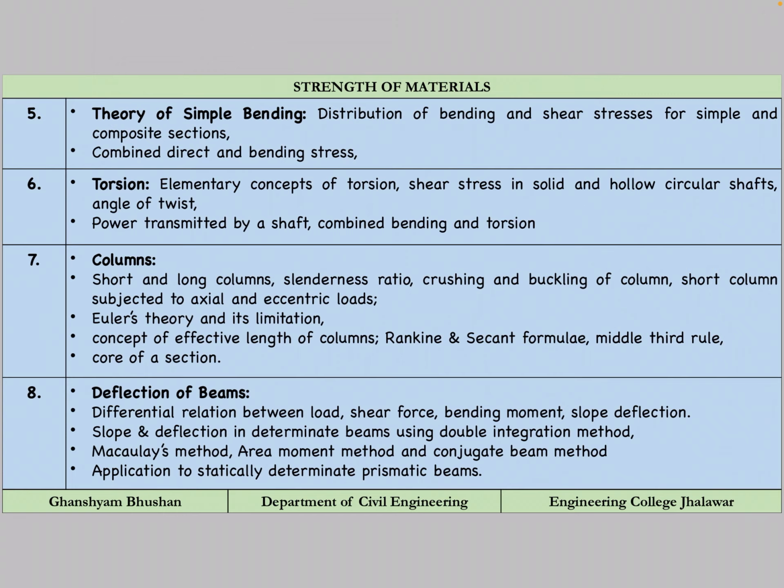After we get the maximum value of slope and deflection, we will check it against the permissible values. If these maximum deflections are well within the permissible limit, then we can say the structure is safe, or else we have to redesign the structure. For this we are going to use the double integration method, Macaulay's method, moment area method, conjugate beam method, and the application of these methods to statically determinate prismatic beams.